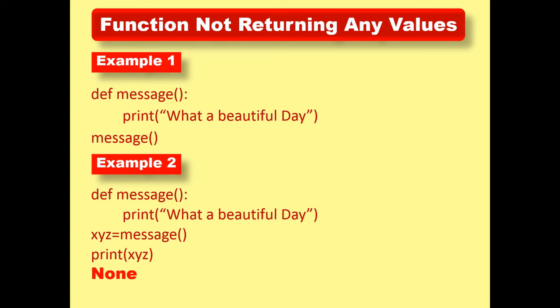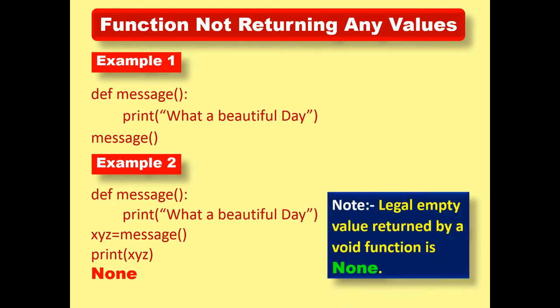My dear students, the function will remain same, that is message. But when we call that function, that is the name of the function is message, why I am writing xyz is equal to message? This is a function which never returns anything. But remember, my dear students, the legal empty value returned by a void function is None.